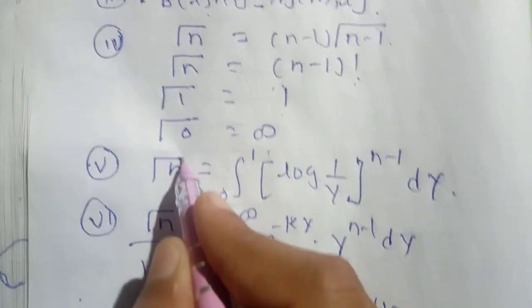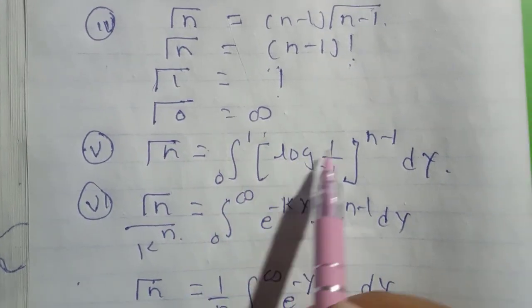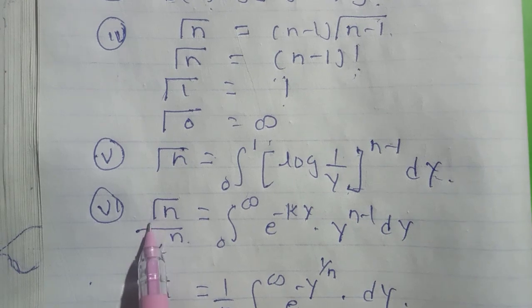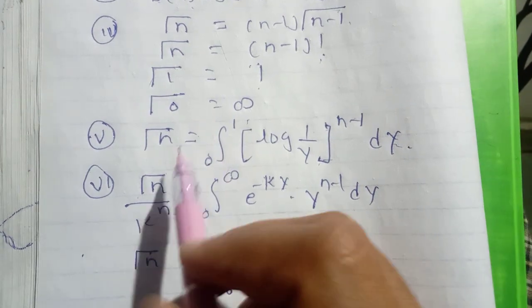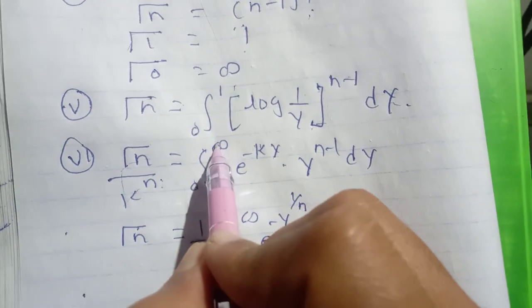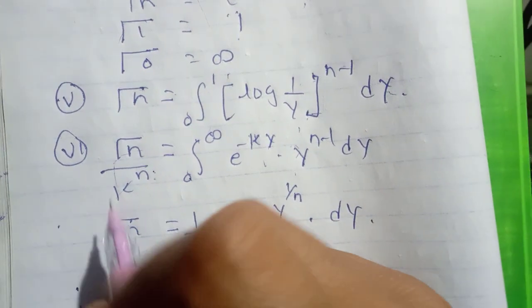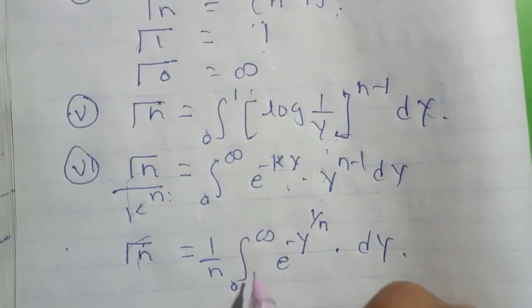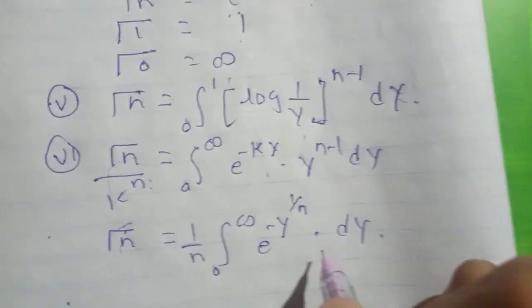Then gamma's transformation property, that is gamma of n is equal to integration 0 to 1 log of 1 upon y raised to n minus 1 dy. Second transformation property of gamma of n is gamma of n divided by k raised to n is equal to integration 0 to infinity e raised to minus ky into y raised to n minus 1 dy. Then gamma's third transformation property is gamma of n is equal to 1 upon n integration 0 to infinity e raised to minus y raised to 1 upon n dy.